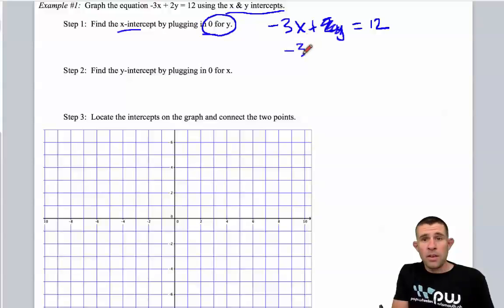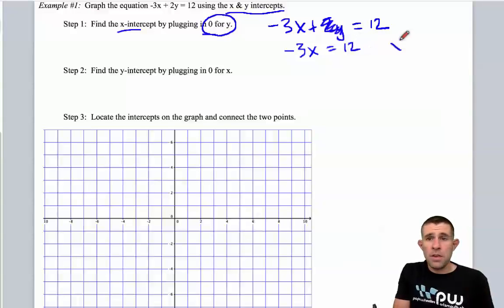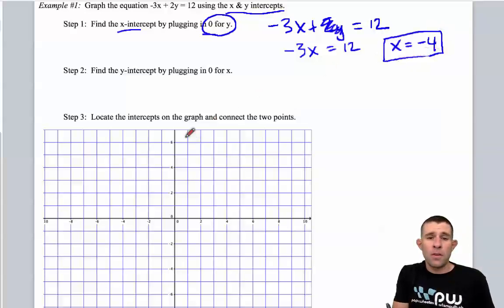So if I put 0 in for y, it essentially cancels out the y term. So I'm left with negative 3x is equal to 12. Divide both sides by negative 3. The x value is negative 4. So my x-intercept is negative 4. So I can go over on my x-axis to where negative 4 is and plot my first point.